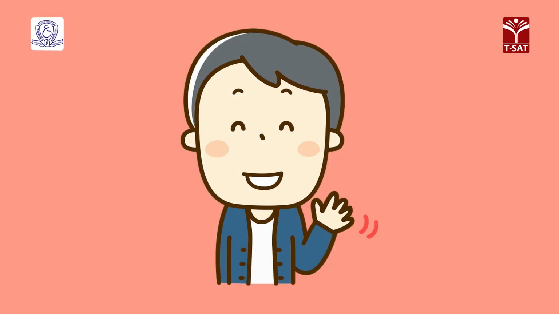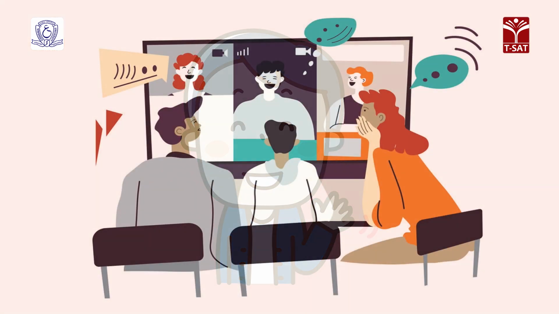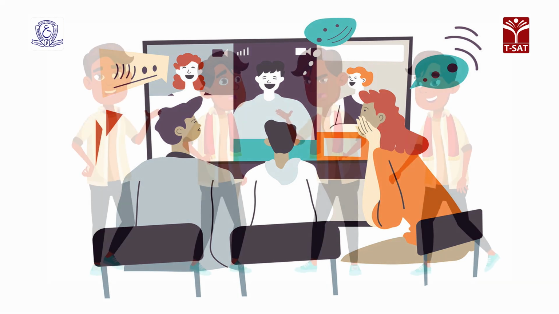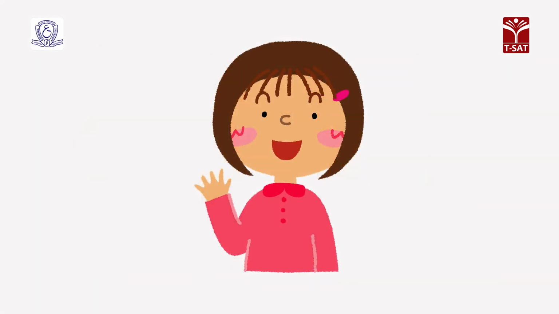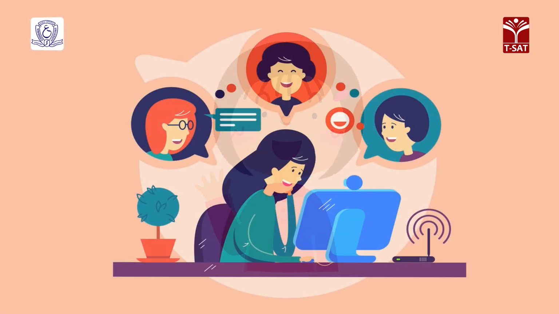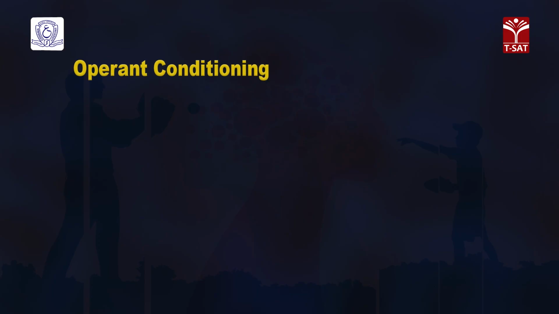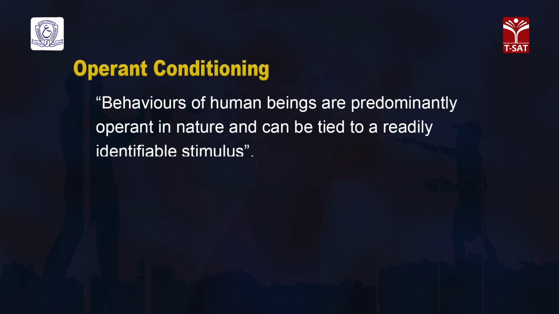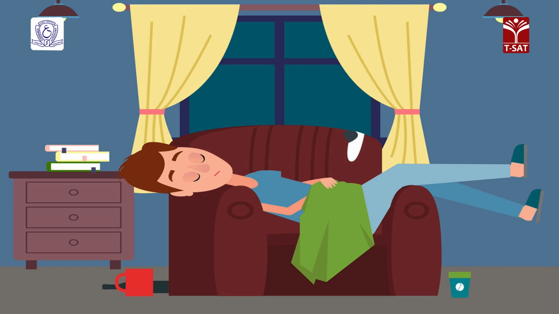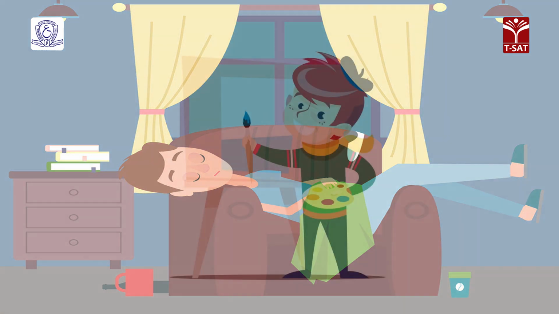Operant behaviors, on the other hand, are those behaviors which are not caused by any specific stimuli of the environment. The stimuli of the operant behavior are difficult to identify. These behaviors are performed by the individual voluntarily. Skinner was of the opinion that behaviors of human beings are predominantly operant in nature and cannot be tied to a readily identifiable stimulus. These responses seem to be spontaneous and voluntary.